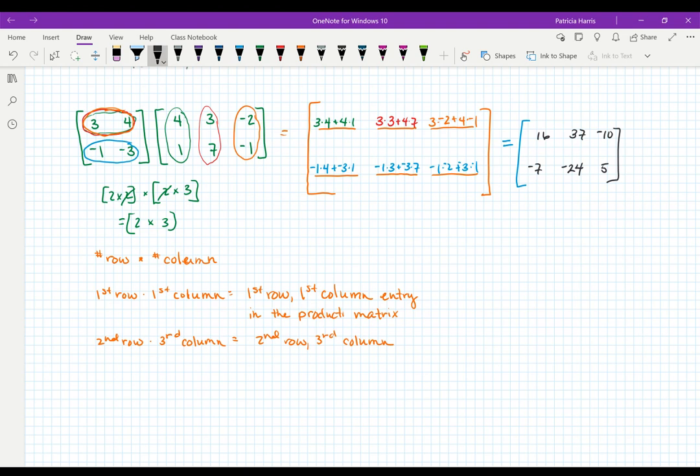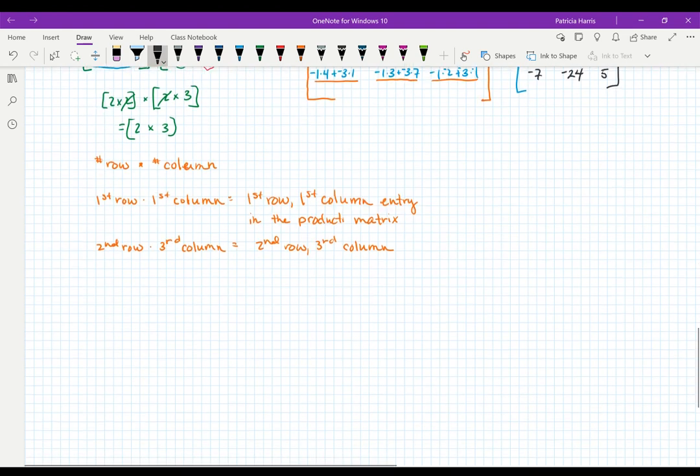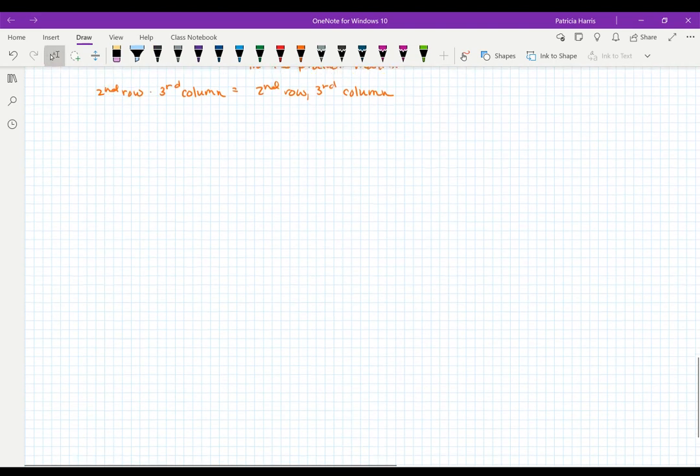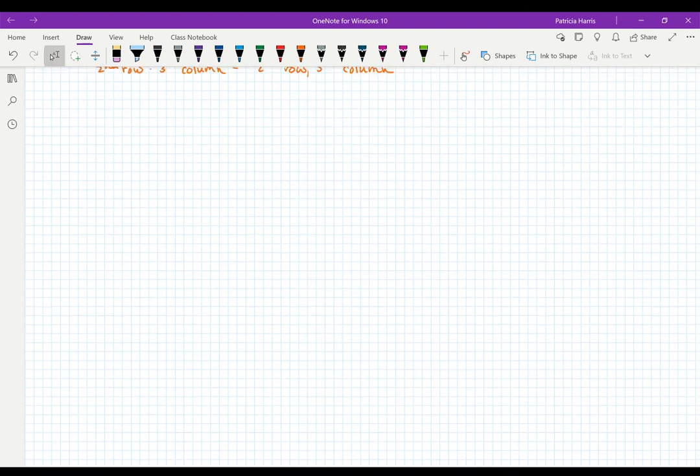Okay, so we're going to try one more all together. And again, you do kind of get into a rhythm of it. This one I'm going to go a little faster. Probably you're sitting there thinking, well, she went pretty fast on the last one. Okay, I'm going to do a little bit bigger matrix now.